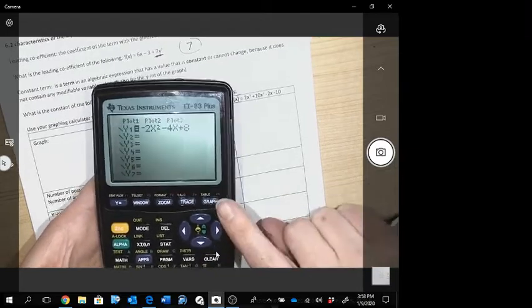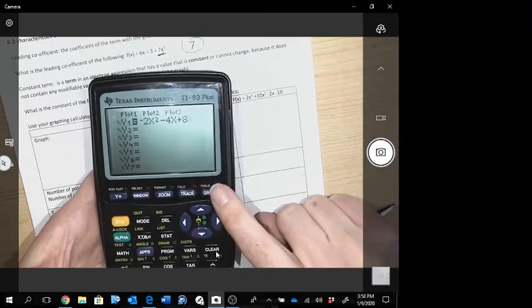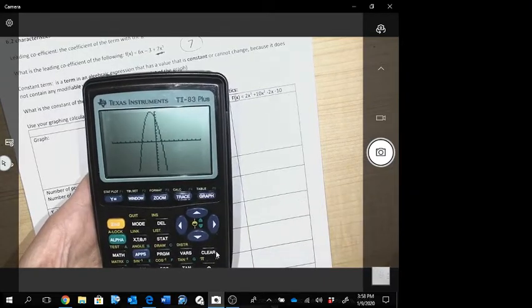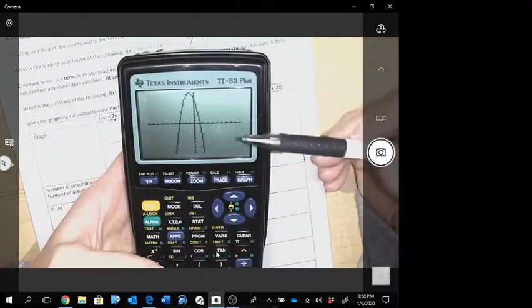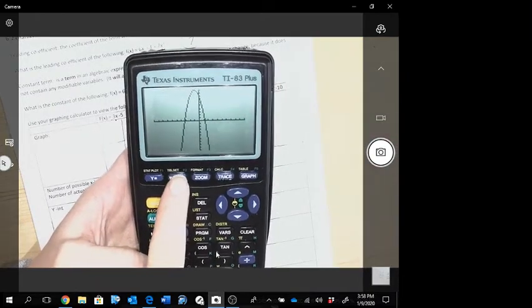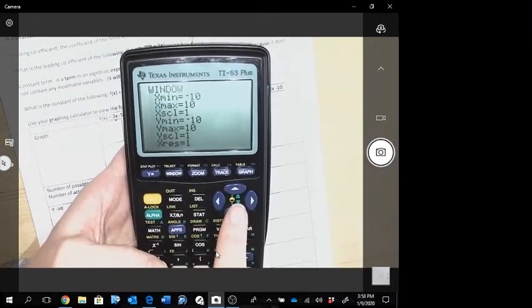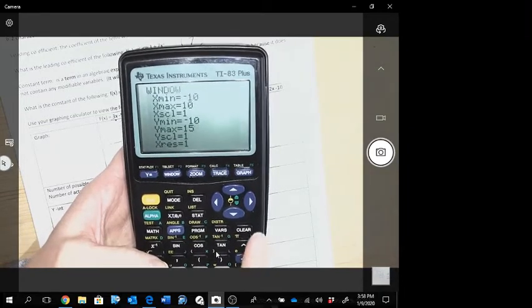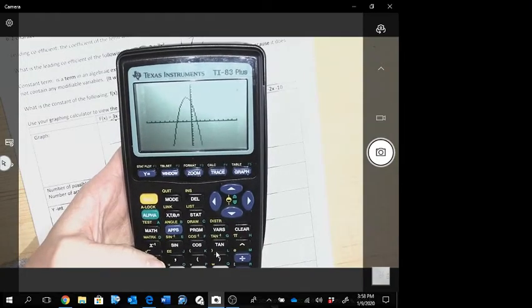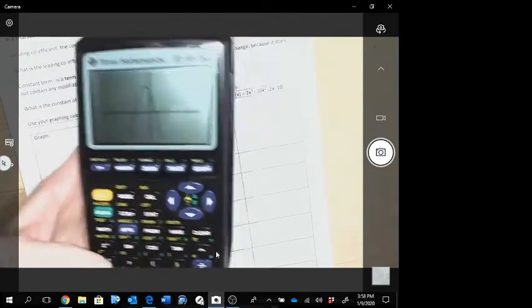So you could do two things here. You could go graph, or you could go zoom 6. Okay, I like it. I can see most of it. I might just go a little bit higher. So to do that, I'm going to go to my window, and then to go higher, I want to change my y max. I'm just going to maybe go 15, and now I'm going to try graphing that. That looks okay. I can see it all.